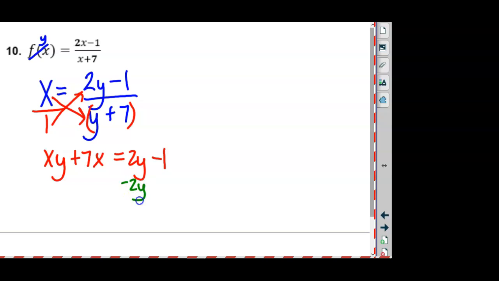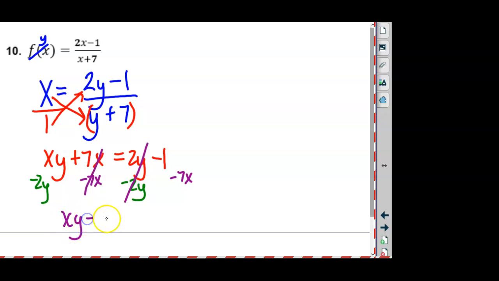Can I subtract the 2 y's over to this side? But what else do I need to do? Yeah, I didn't write that in a very good spot. I don't know if I can move it. I need to subtract 7x so that it's over here. All right, so I end up with an xy and a minus 2y on that side.